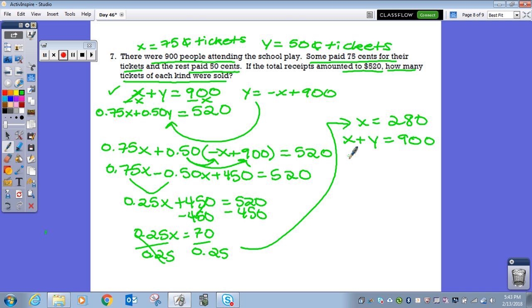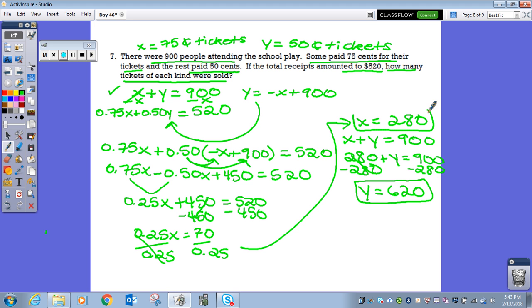So I'm going to plug in 280 for x because that's what I just figured out. 280 plus y is equal to 900. I'm going to subtract 280 from both sides, and we can see that y is going to be equal to 620 tickets. And so that's how many 50-cent tickets were sold, and up here we box our x. That's how many 75-cent tickets were sold. Again, if you labeled at the top of your paper what x and y are, then you don't have to label at the end. I already know what types of tickets you're talking about if you labeled it at the beginning.